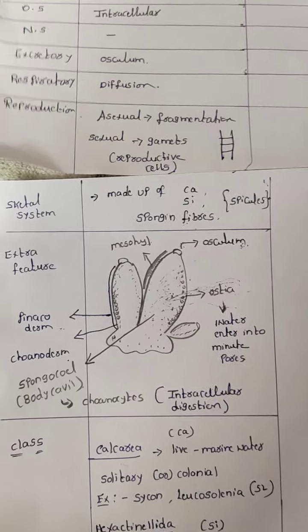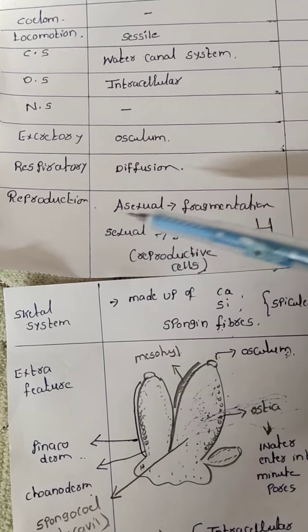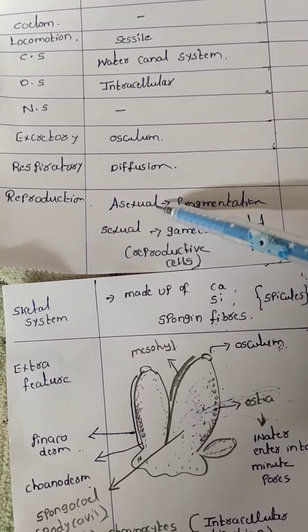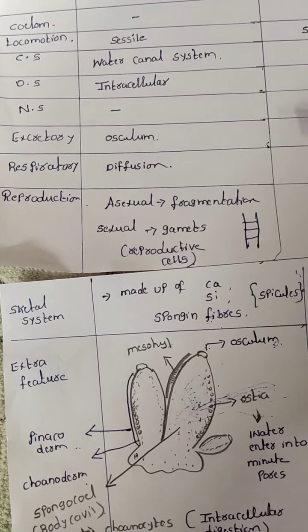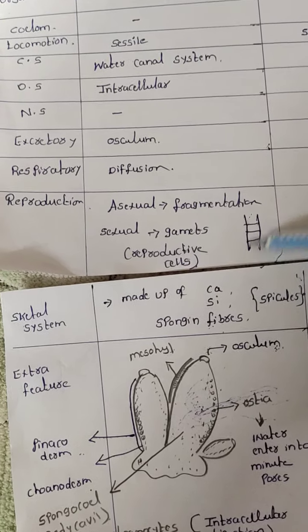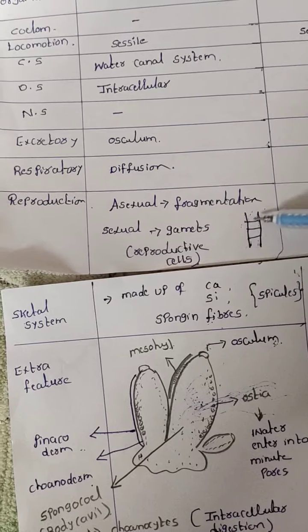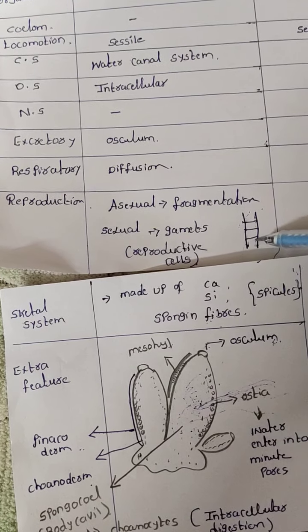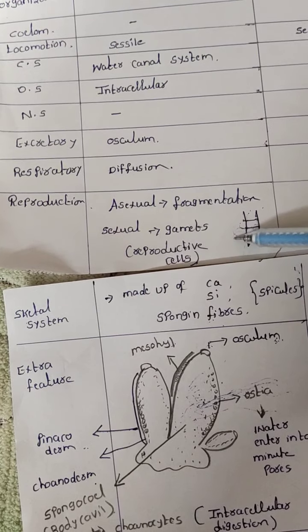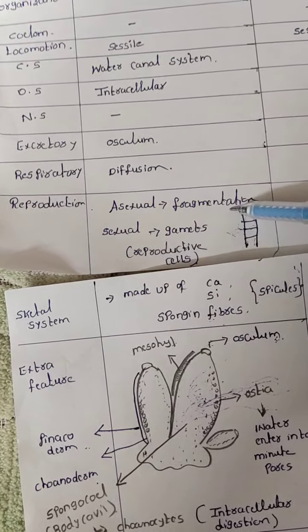And then how does reproduction take place? They have two types of reproduction, asexual reproduction and sexual reproduction. Asexual reproduction is by fragmentation. What is fragmentation? Now this one is the organism. This organism is divided into small fragments. Each fragment can produce an offspring. This process is called fragmentation.